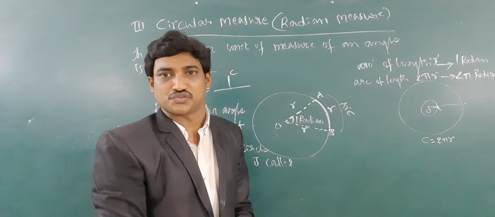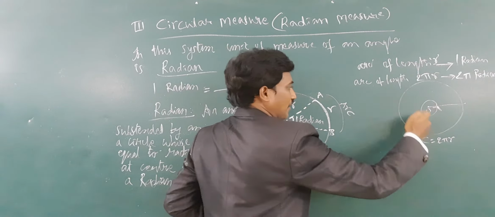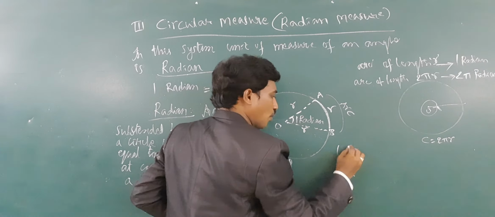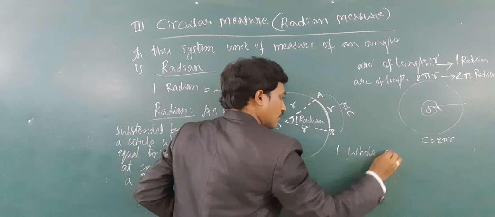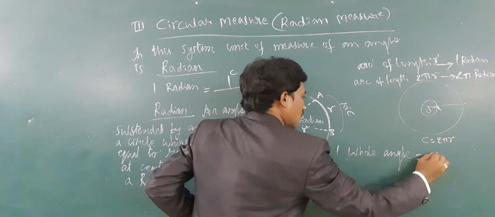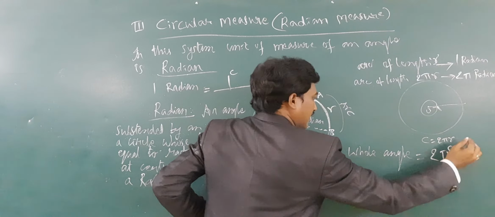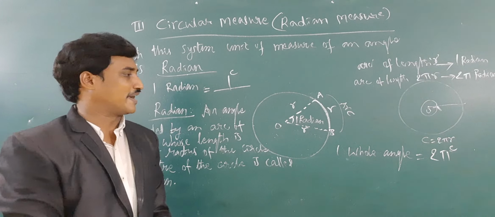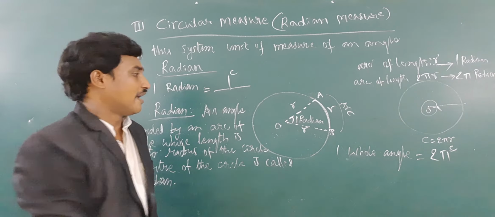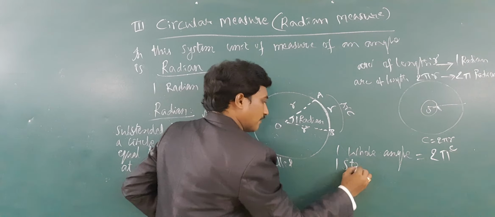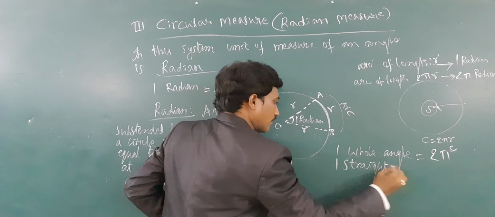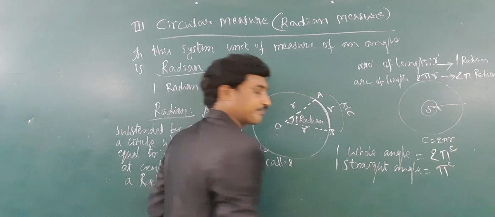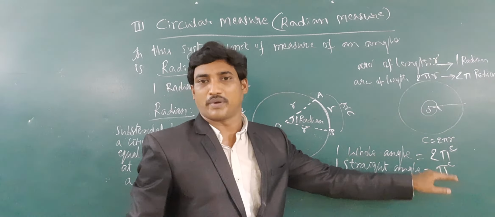So one complete angle, or one whole angle, is 2 pi radians. One straight angle, half of 2 pi, that is pi radians.